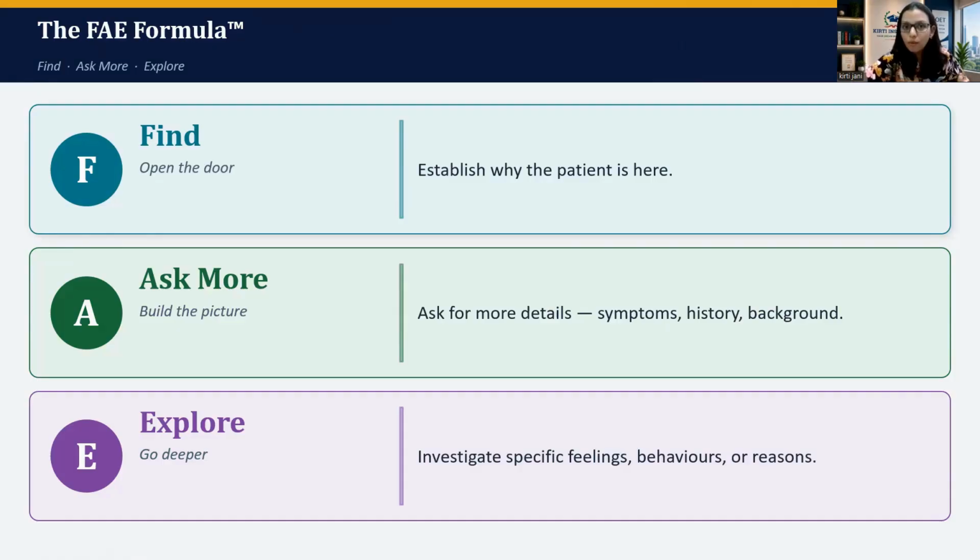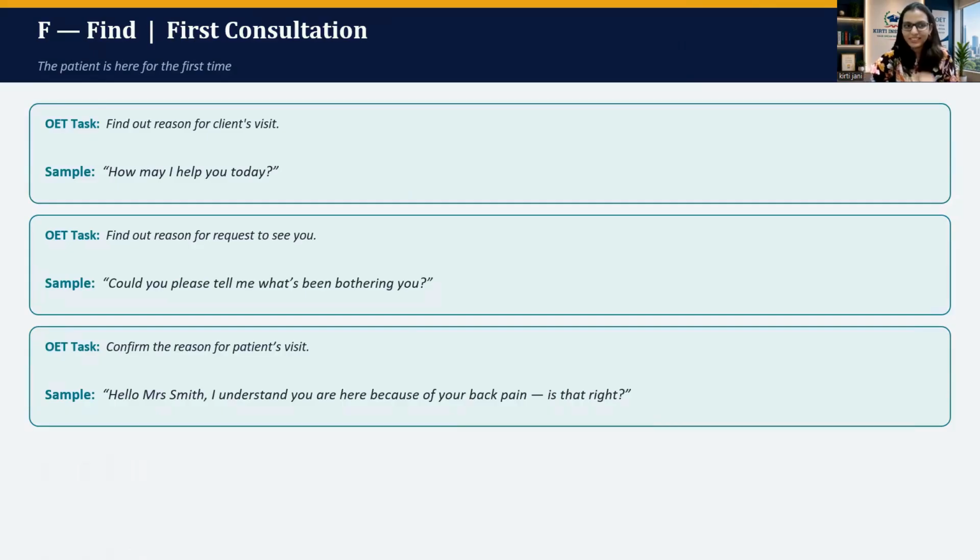So we are asking more about the patient's symptoms, maybe the patient's history and background information. So we are asking more questions. And when we want to learn something specific in detail, then we try to explore. That is going deeper into that conversation. So we want to investigate a specific thing, might be a feeling of the patient, a behavior of the patient, or the reason for something to happen. Let's have a look in more detail.